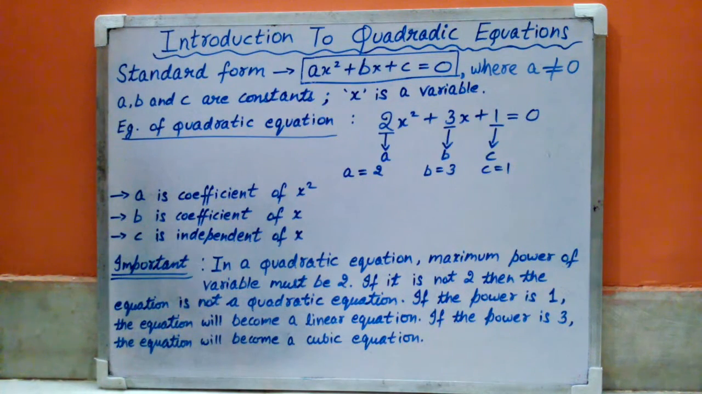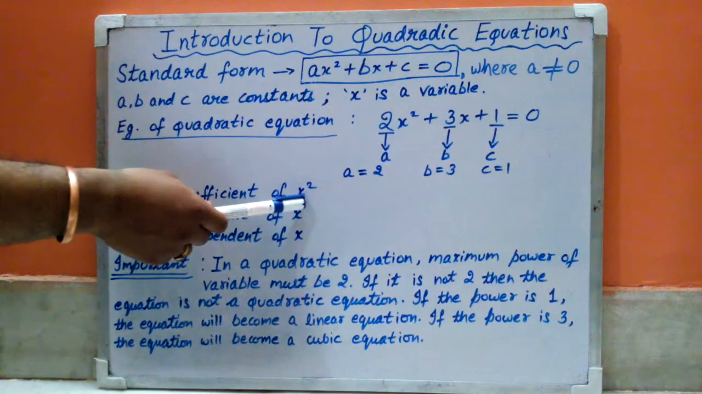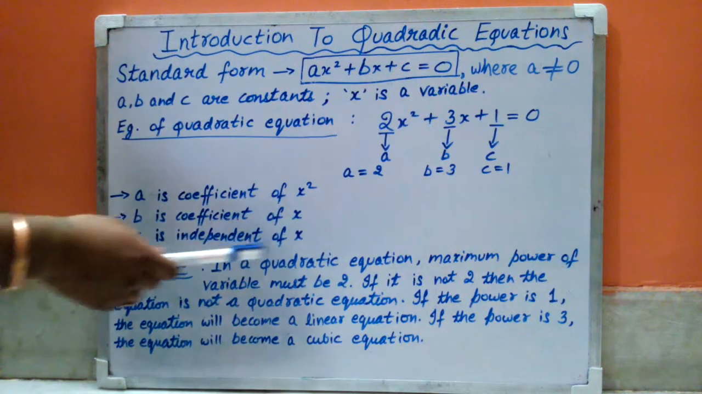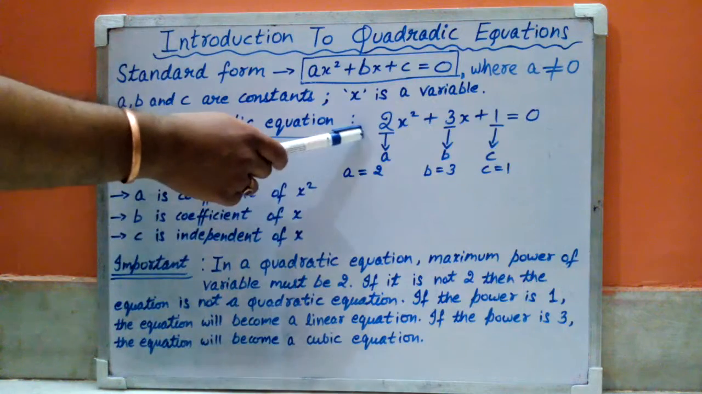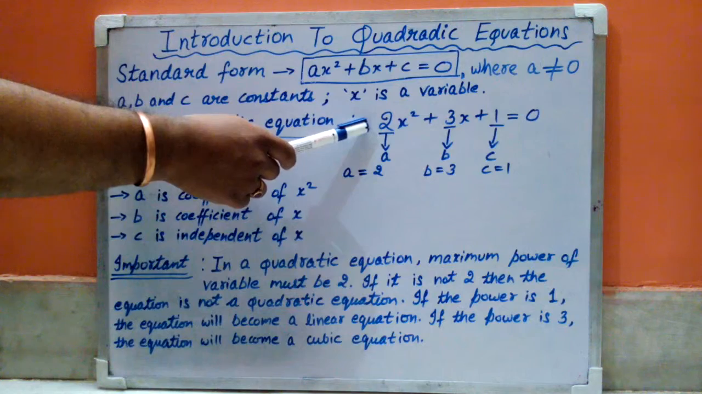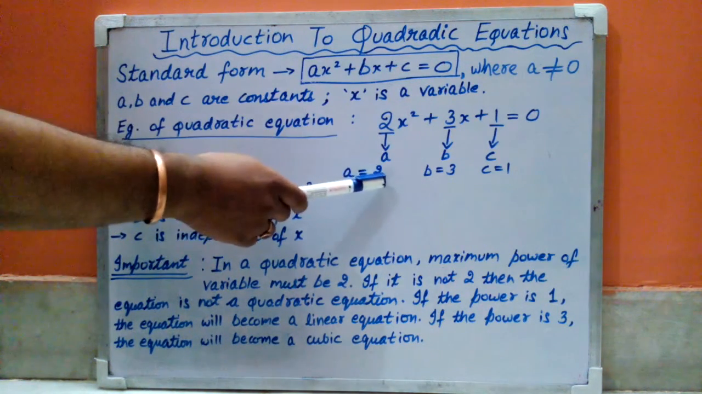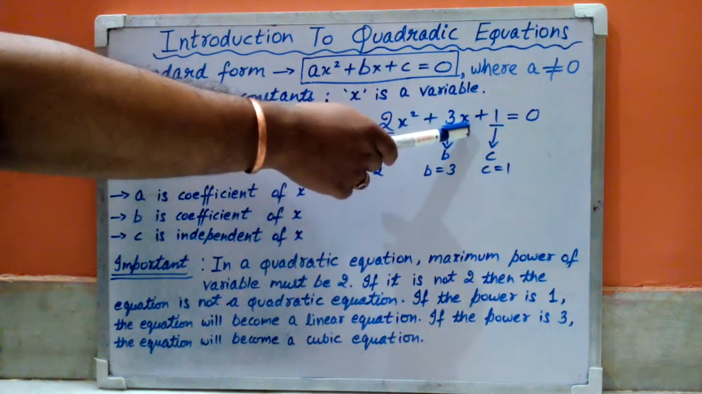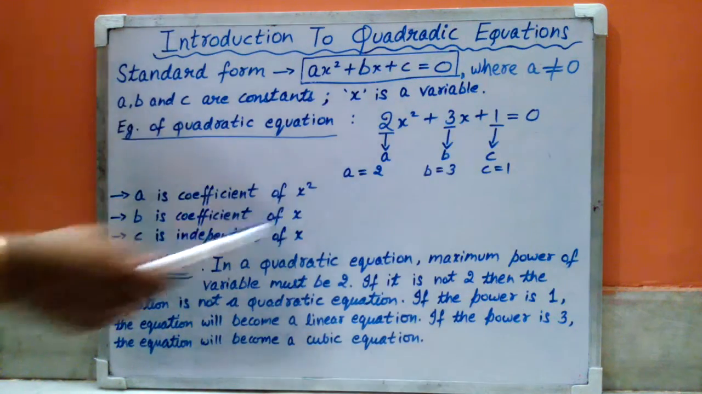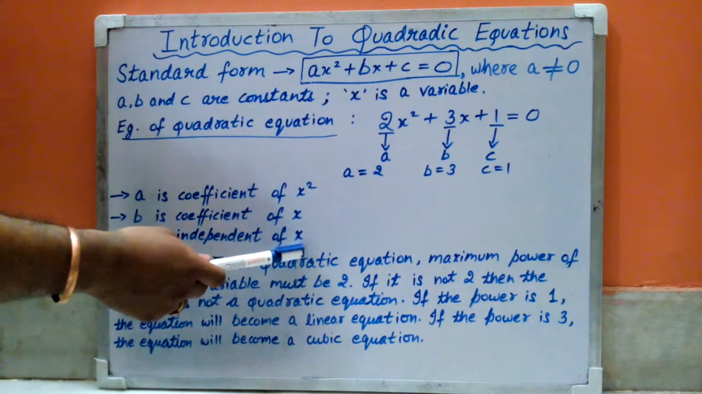Now, one easy method to recognize A, B and C in a quadratic equation is to know that A is coefficient of x², B is coefficient of x and C is independent of x. Here in the given example, 2 is written with x², so 2 is coefficient of x². So A is 2. 3 is written with x, so 3 is coefficient of x. So B is 3. Now, independent of x.